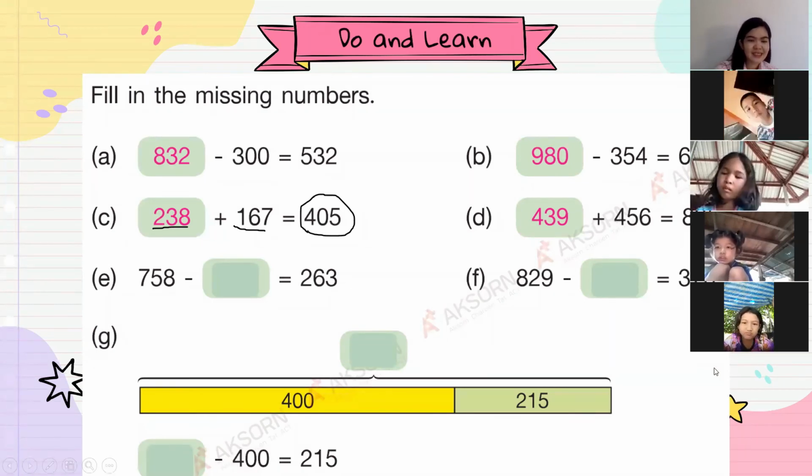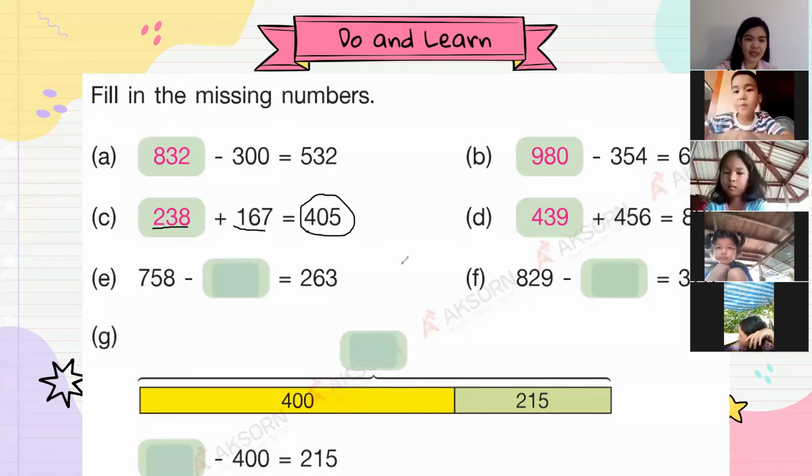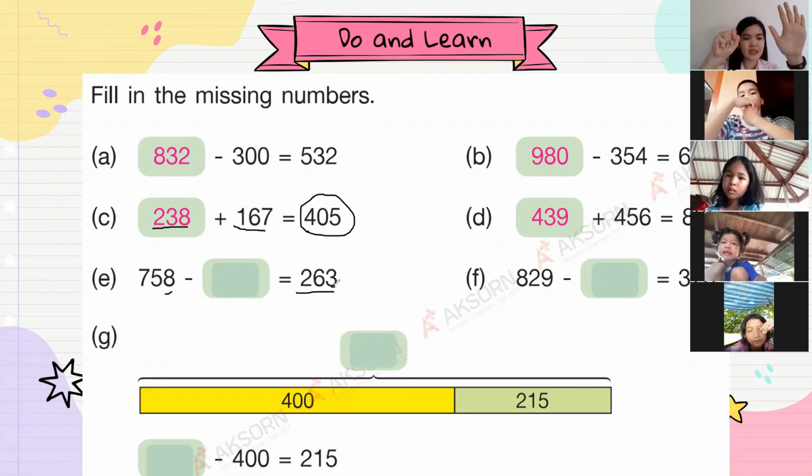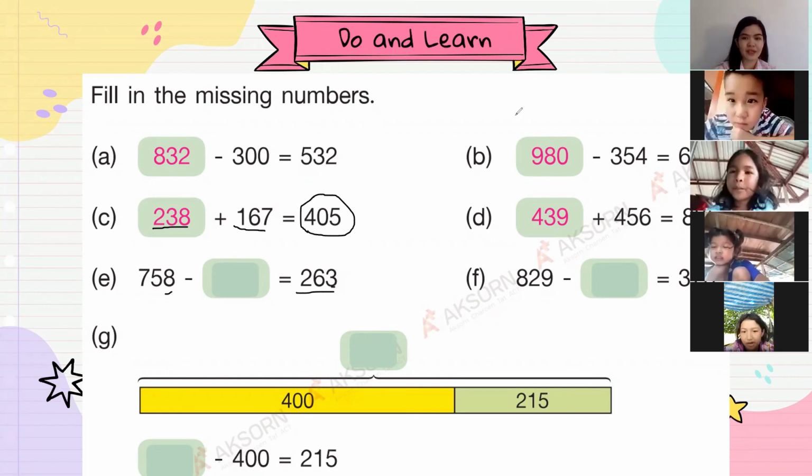So next is letter E. So for this one, you're going to minus 758 minus 263. So you minus it, 758 minus 263. 8 minus 3 is how many? 8 minus 3, 5. Very good.